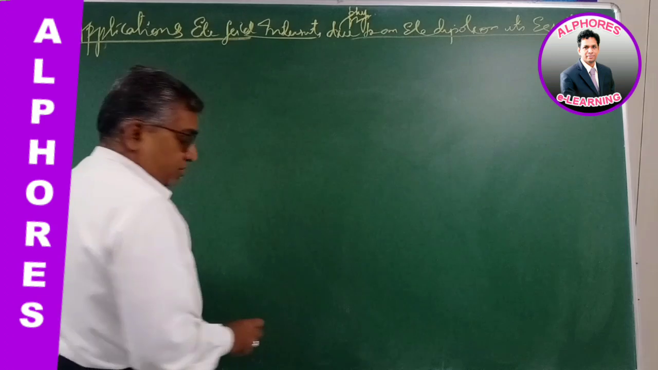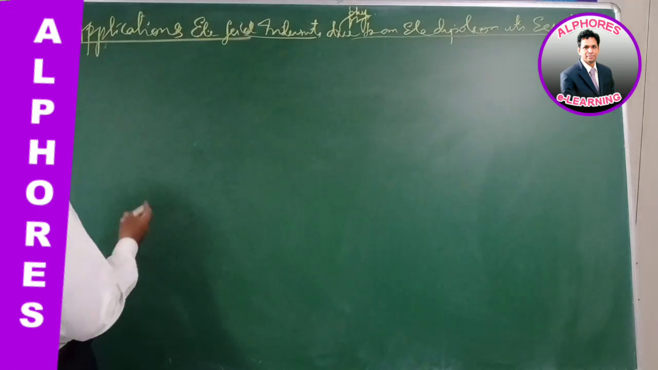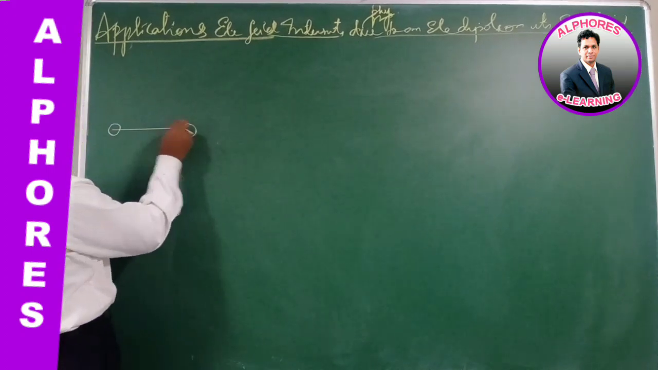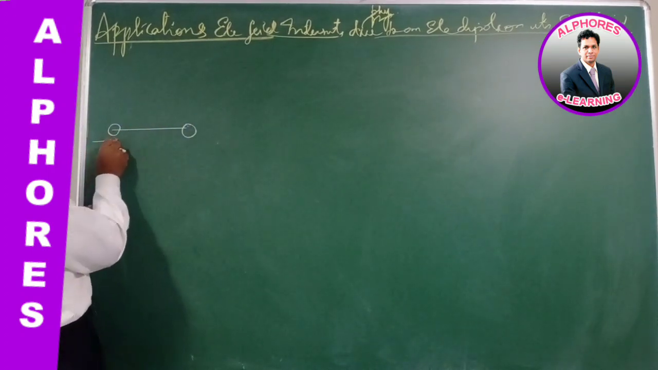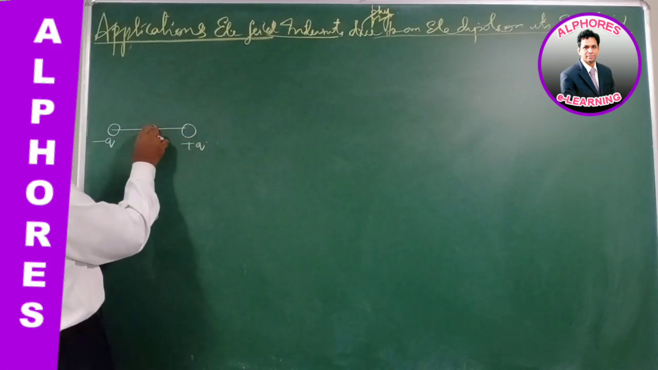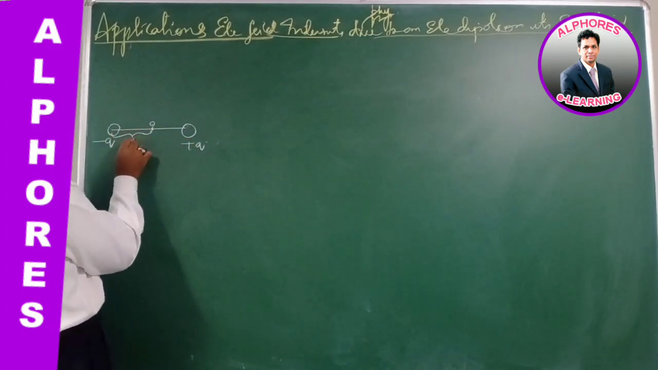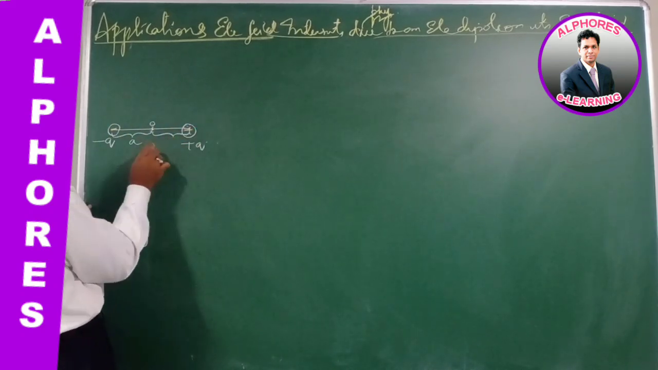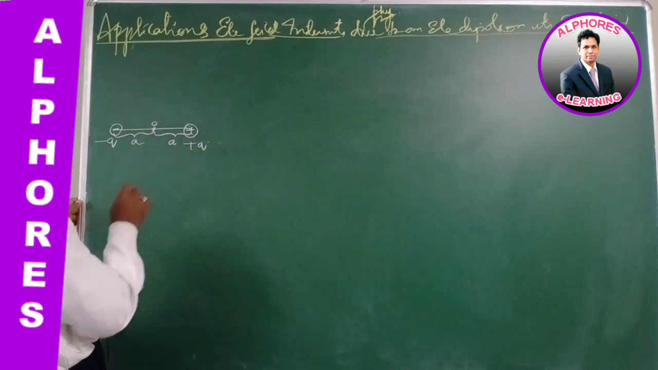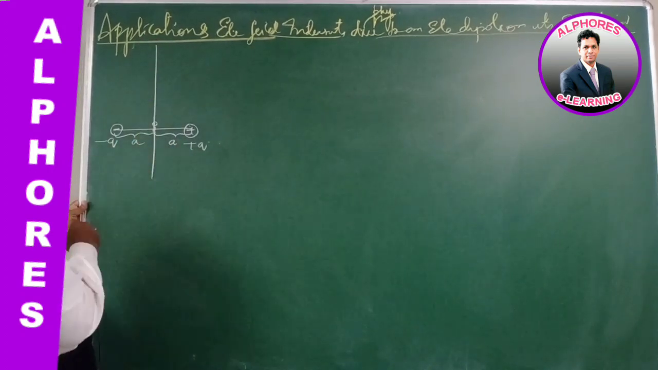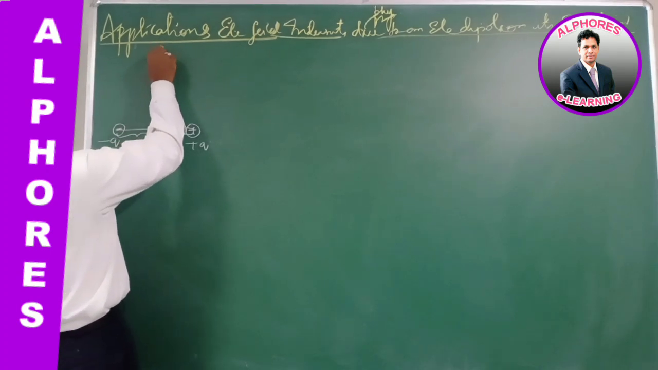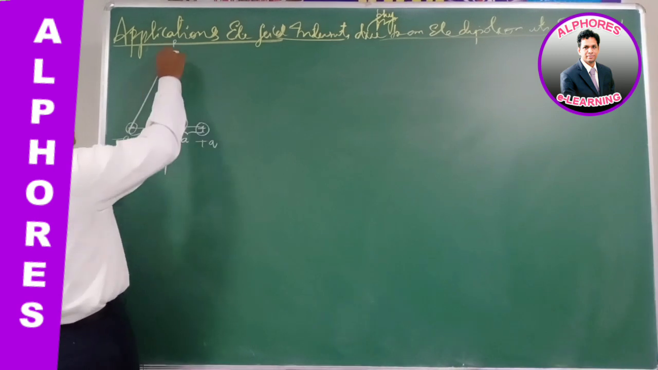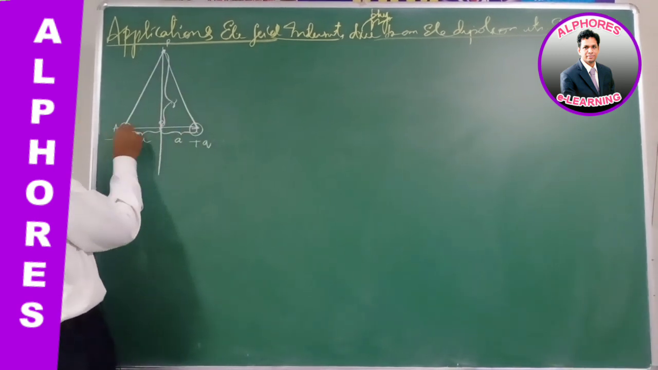Okay, now coming to the formula for the electric field intensity. When I consider an electric dipole like this, minus q, plus q, the center of the dipole is O. Distances are to be measured from O always. So this is the minus charge, this is the plus charge. This is the equatorial line. Consider any point P on the equatorial line. The distance of the point is r. These are the lines joining the charges.